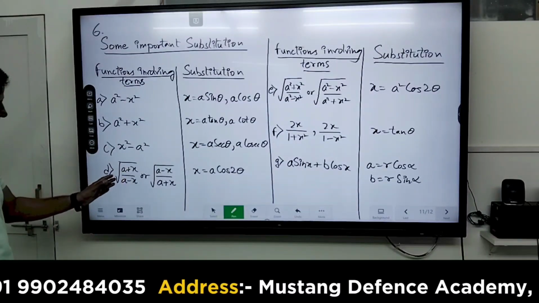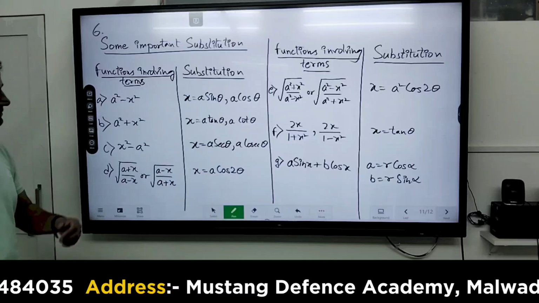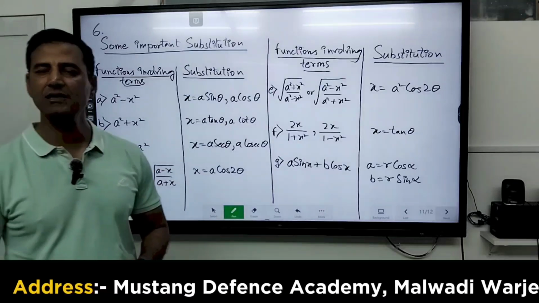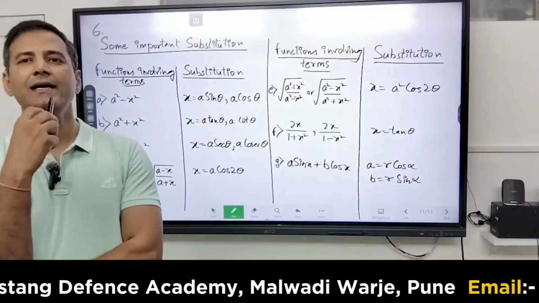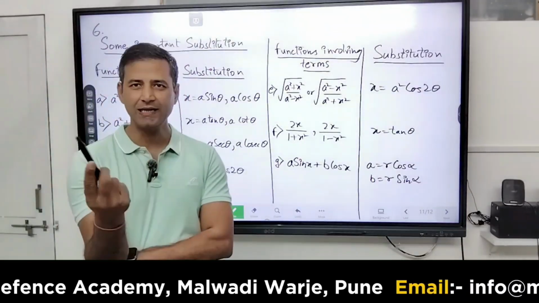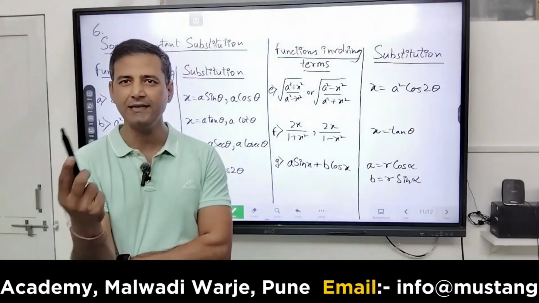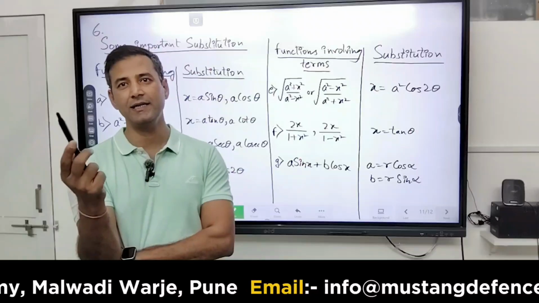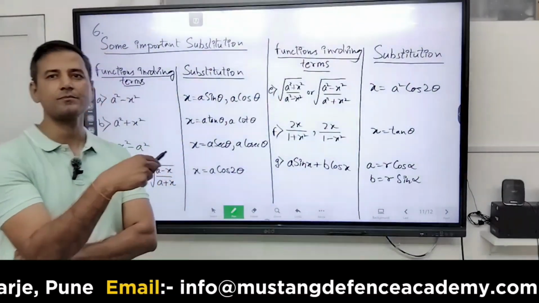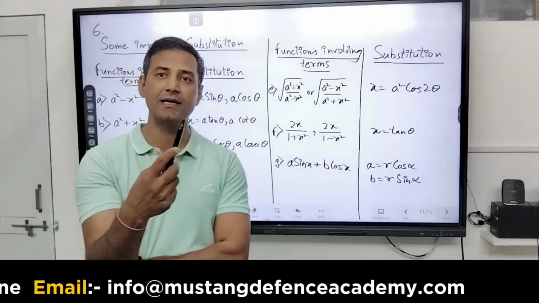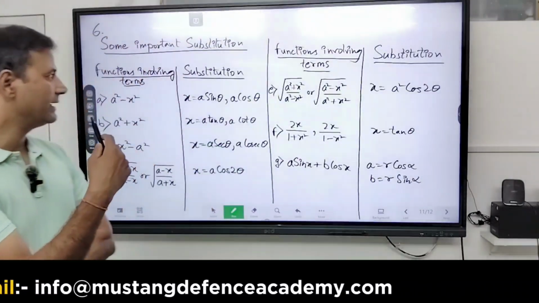Root of a plus x upon a minus x or a minus x upon a plus x, x is equal to a cos 2 theta. 1 minus cos 2 theta is 2 sin squared theta. 1 plus cos 2 theta is 2 cos squared theta. So you take this and then you can simplify the terms and make it easier.